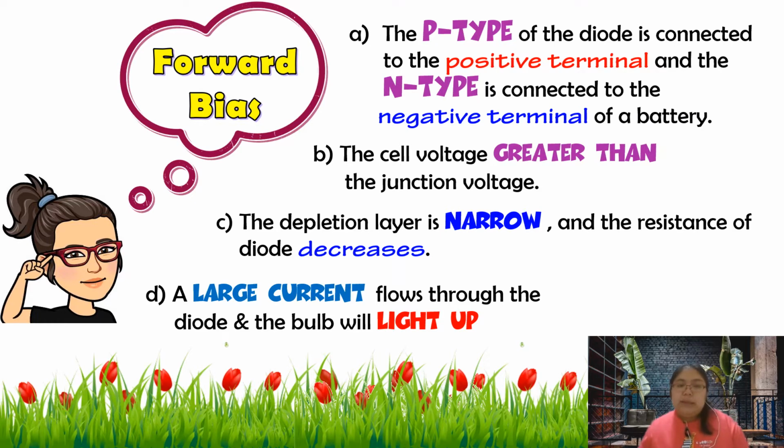Okay, C, you must say the depletion layer becomes narrow. You can pass through because the layer becomes narrow and the resistance of the diode decreases. Resistance decreases means the current can easily pass through. Last one, a large current flows through the diode and the bulb lights up. So this is the 4 marks for how we explain the forward bias.